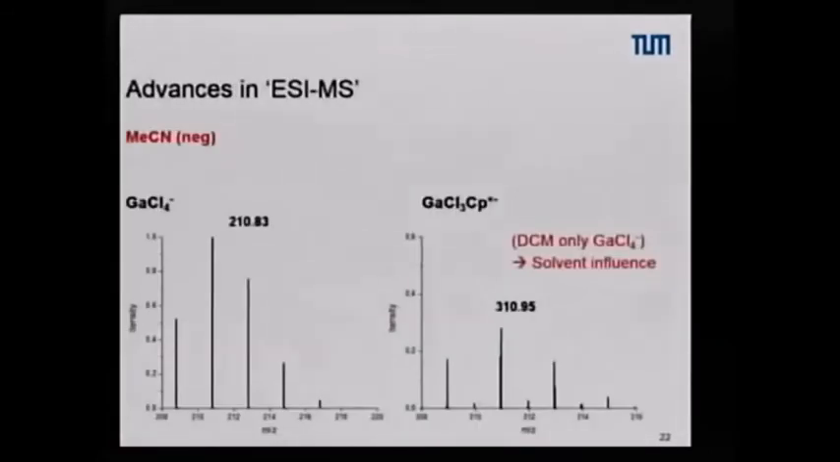And what we also learned is that if I do a measurement in dichloromethane, I don't see this GaCl3Cp*. If I do it in acetonitrile, I will see it. So the conditions you apply are really decisive for the results you get. We are just learning how to deal with our new mass machine.